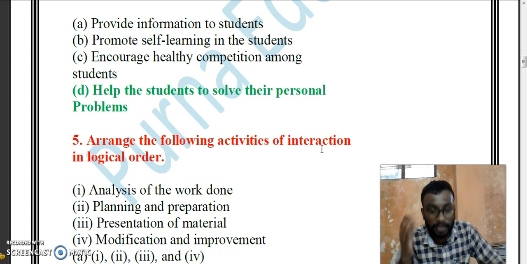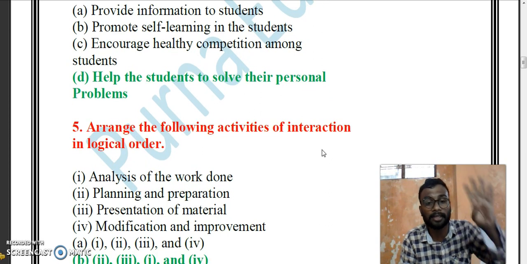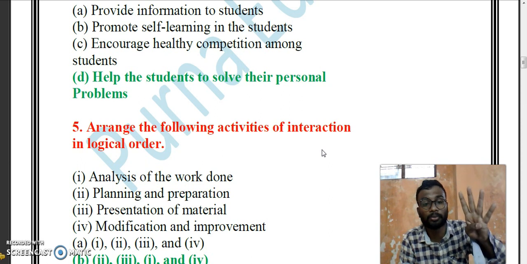Yes, first of all, planning and preparation. Next, presentation of material should be done. Then analysis of the work done, and the modification and improvement. These factors should be done. Yes, so logically, the order is 2, 3, 1, 4.